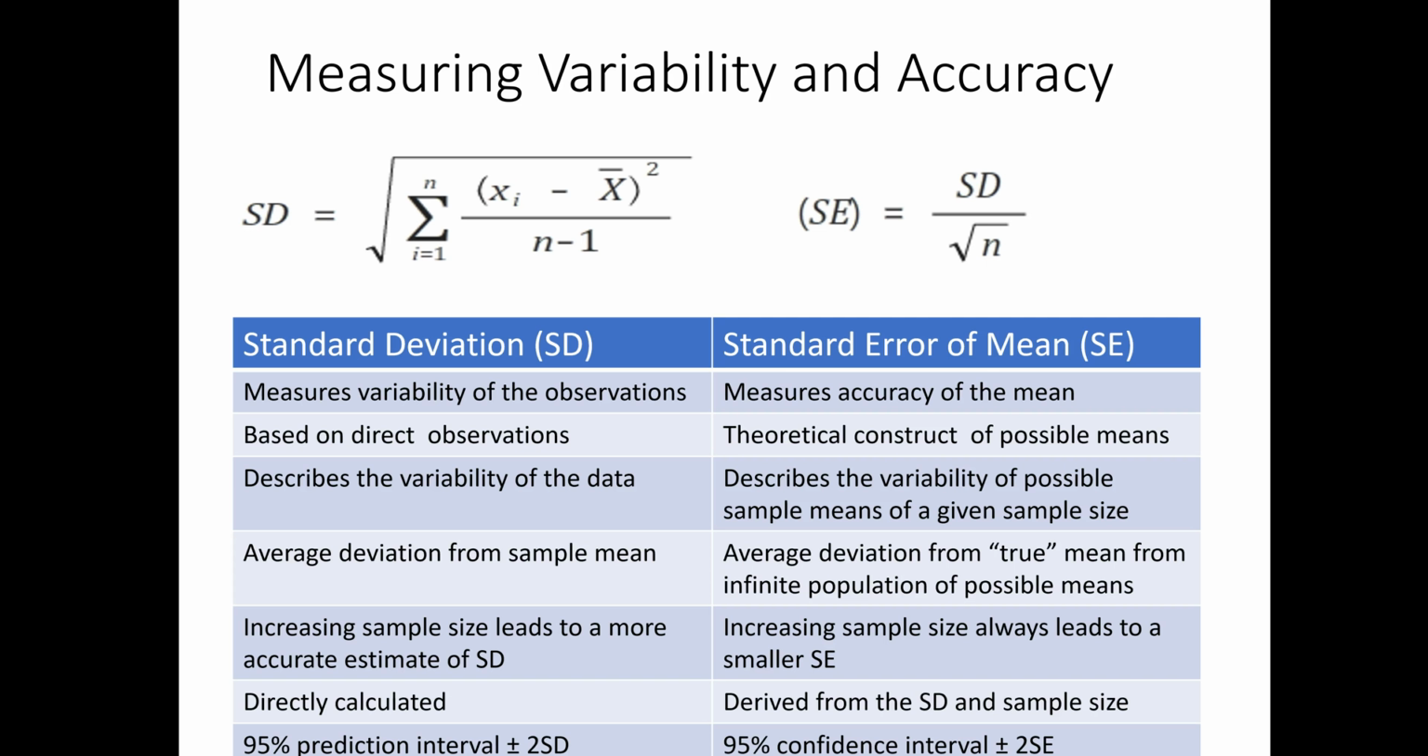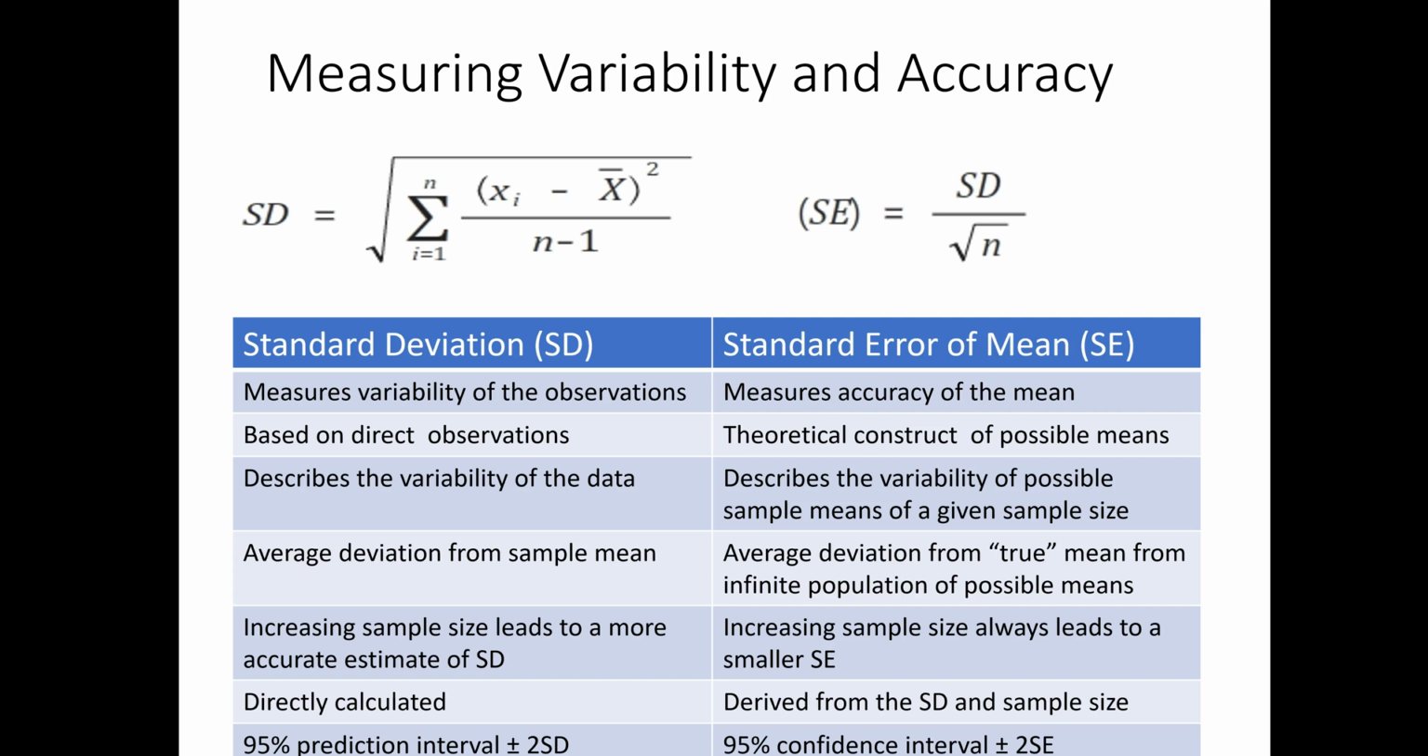The standard deviation describes the variability of the data. The standard error describes the variability of possible sample means of a given sample size. The standard deviation is the average deviation from the sample mean. The standard error is the average deviation from the underlying true mean from an infinite population of possible means.